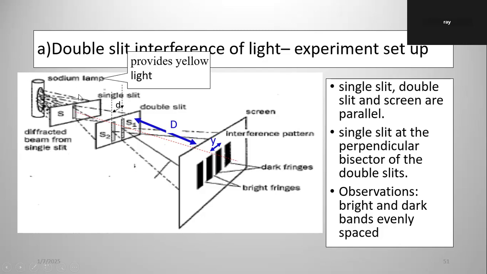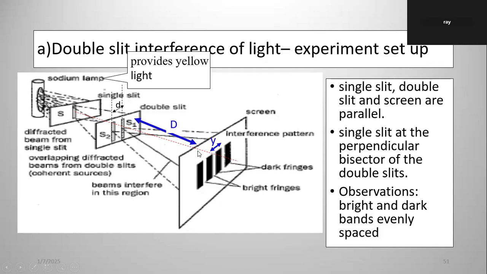The light is diffracted by the single slit, and then the two wavefronts coming out from S1 and S2 are coherent. They're from the same wavefront from the single slit. So slits S1 and S2 cause diffraction. Interference occurs in this region only. Only one wave is there, only one wave there. Only in this region, called the region of interference, do you have the two waves from S1 and S2 interfering.